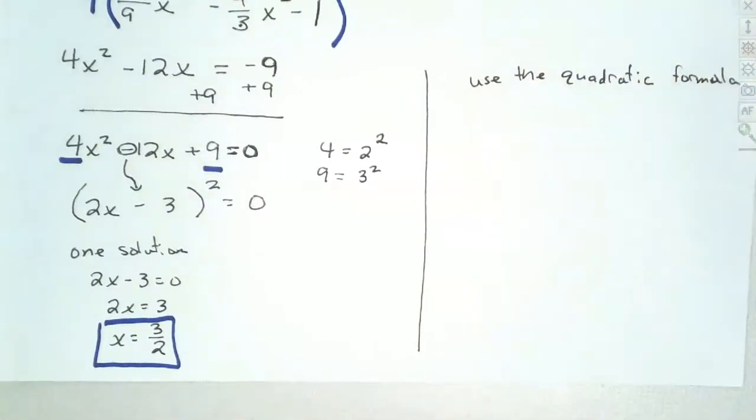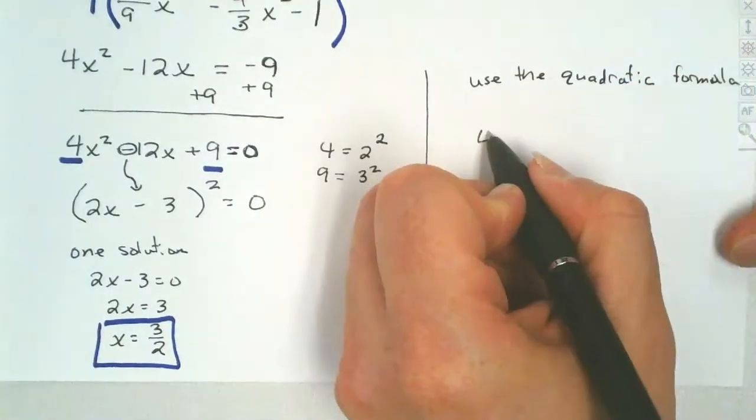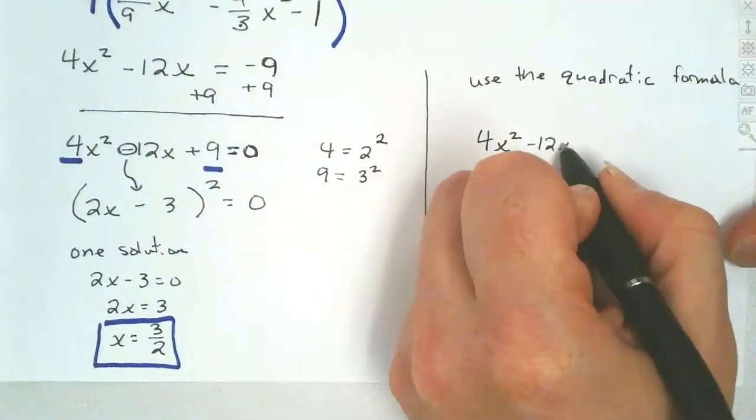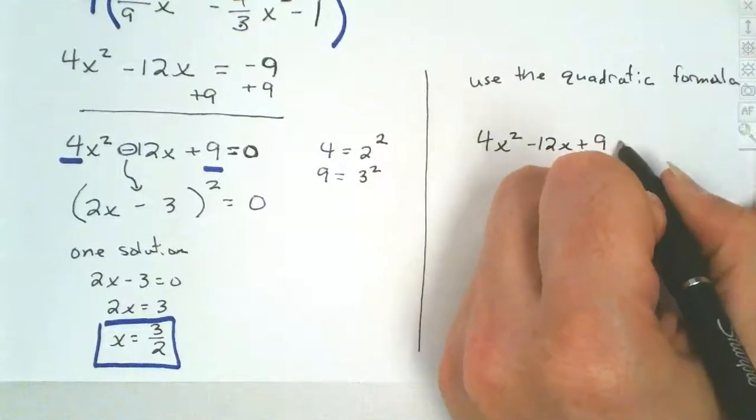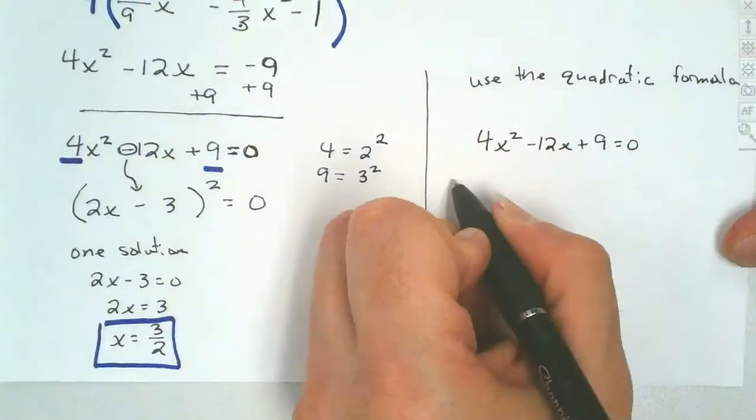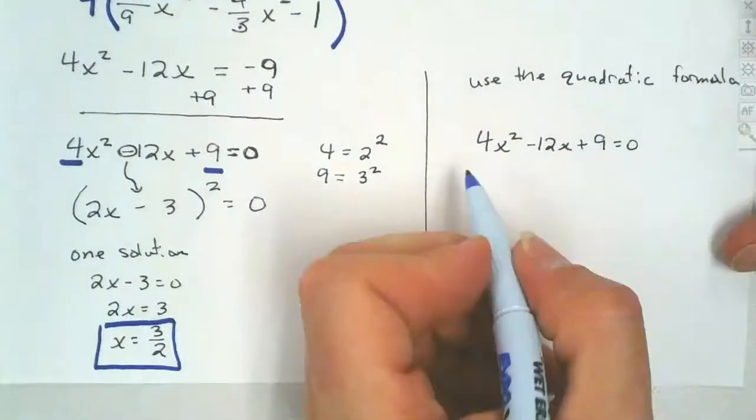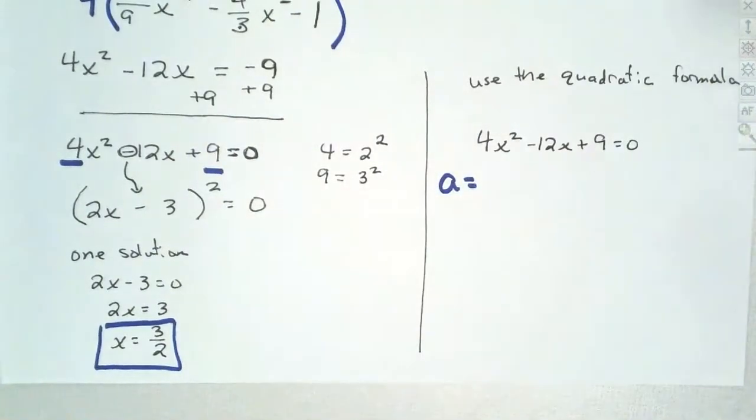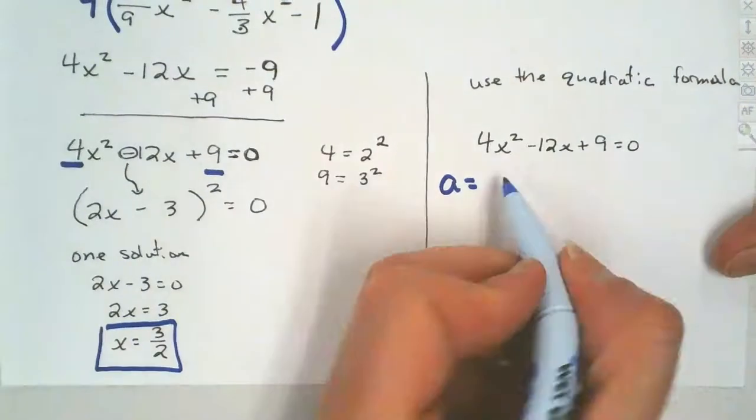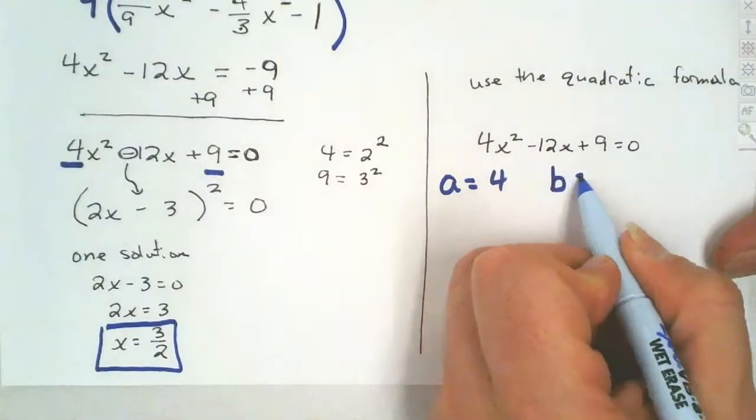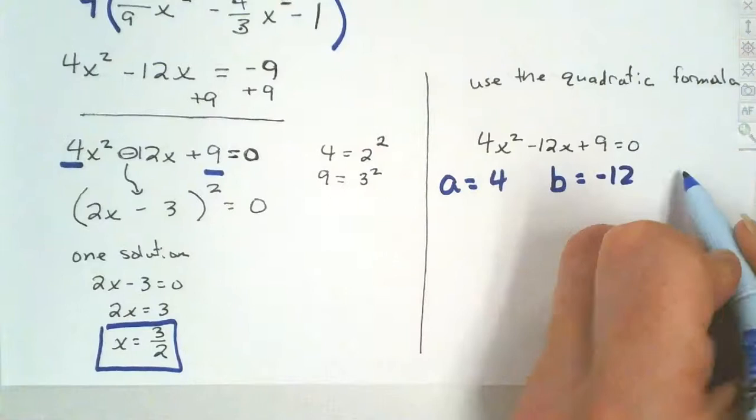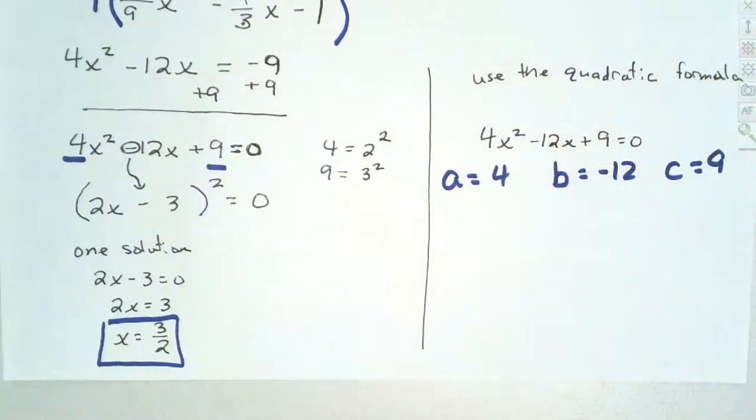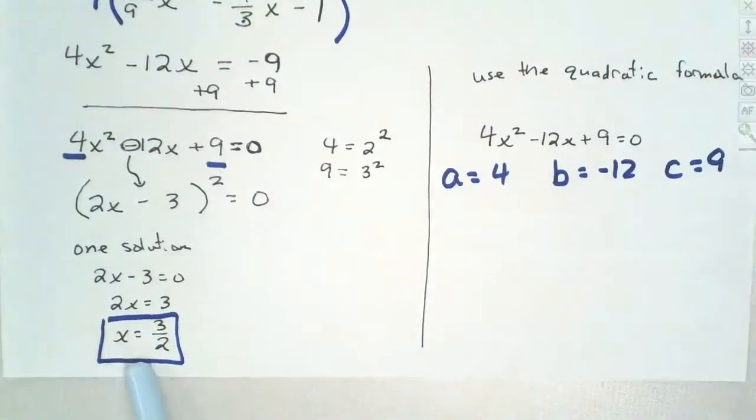So if I want to apply the quadratic formula, I've got 4x squared, I've got a minus 12x, and a plus 9 equals 0. And that means now my a should be what? Can someone tell me what the a will be? If I use the quadratic formula, what's my a? 4. Okay, what's the b? Negative 12. And what's the c? 9. Okay, now I should end up with this.